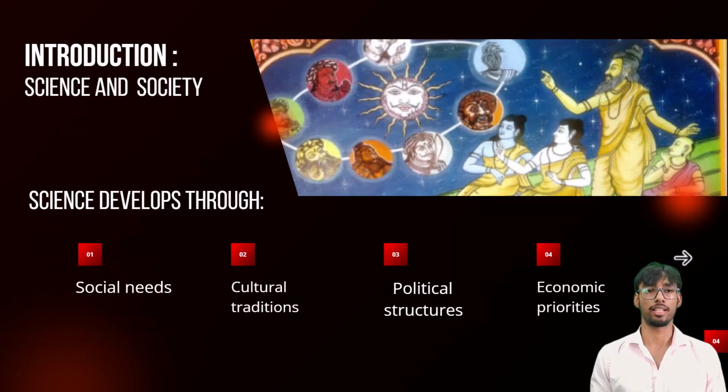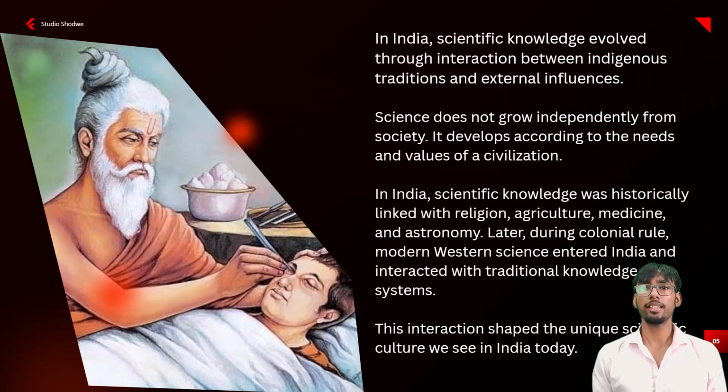Introduction: Science and Society. Science develops through social needs, cultural traditions, political structures, and economic priorities. The picture shown here is Vishwamitra teaching about the nine planets to Rama and Lakshman. In India, scientific knowledge evolved through interaction between indigenous traditions and external influence. Science does not grow independently from society; it develops according to the needs and values of the civilization.